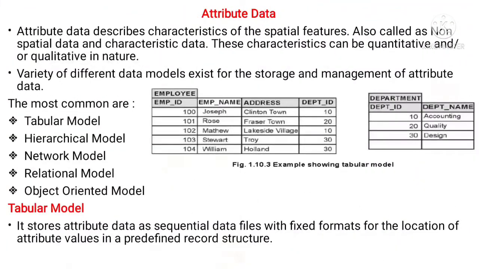We are going to see attribute data. Attribute data describes characteristics of spatial features, also called non-spatial data and characteristics data. They are commonly referred to as the tabular model, hierarchical model, network model, relational model, and object-oriented model. In the tabular model, the attributes are specified in a column manner and the values are arranged in a row manner. So here the attributes are represented as a field.